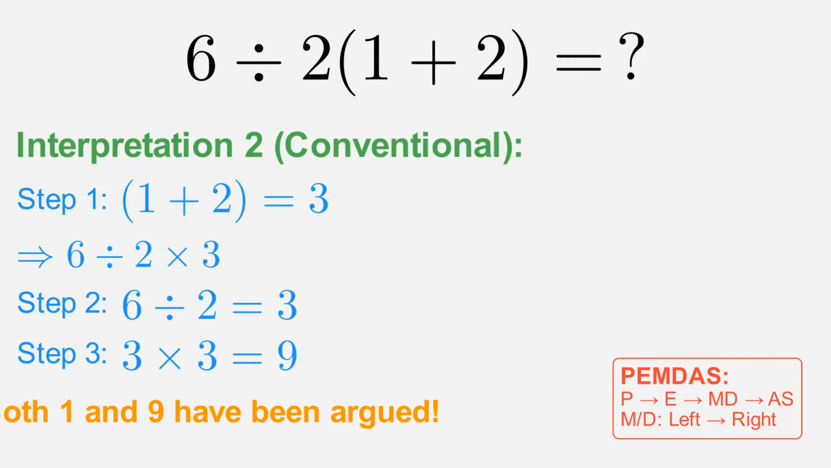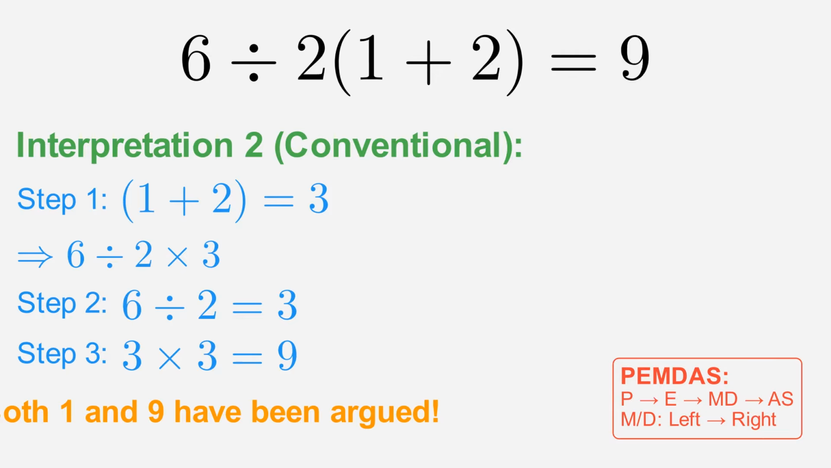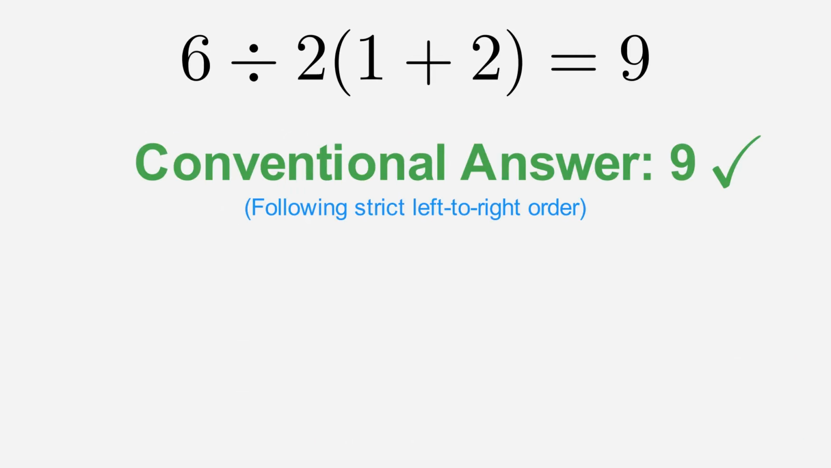The answer is either 1 or 9, depending on how you interpret that implicit multiplication. If you treat 2 times the parentheses as a single unit, you get 1. If you follow strict left to right, you get 9. Most calculators say 9. Most mathematicians argue about this one for fun. The real lesson? This problem is intentionally ambiguous. But conventionally, following order of operations left to right, the answer is 9.